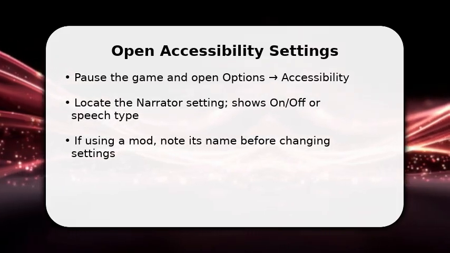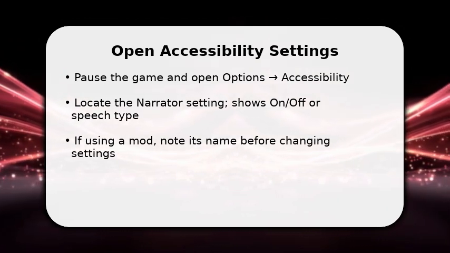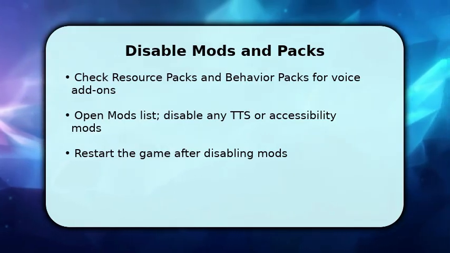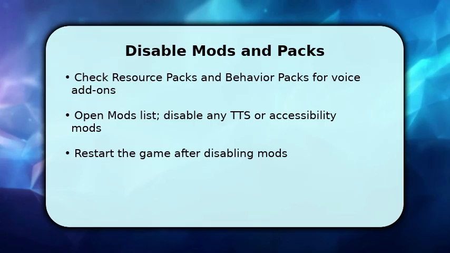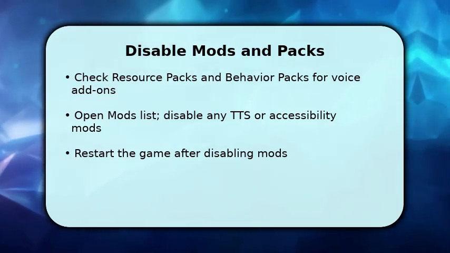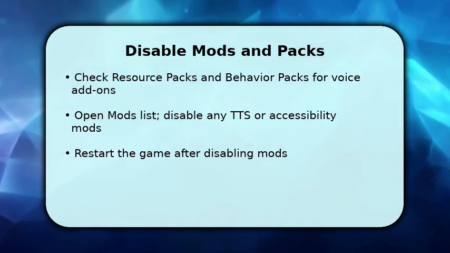Once done with the accessibility toggle, inspect resource packs and mods. Open the resource packs and behavior packs menus and remove any pack that mentions voice, narration, or accessibility audio. Then open your mods list and disable any TTS or narration mods. You can also move the mod file out of the mods folder.